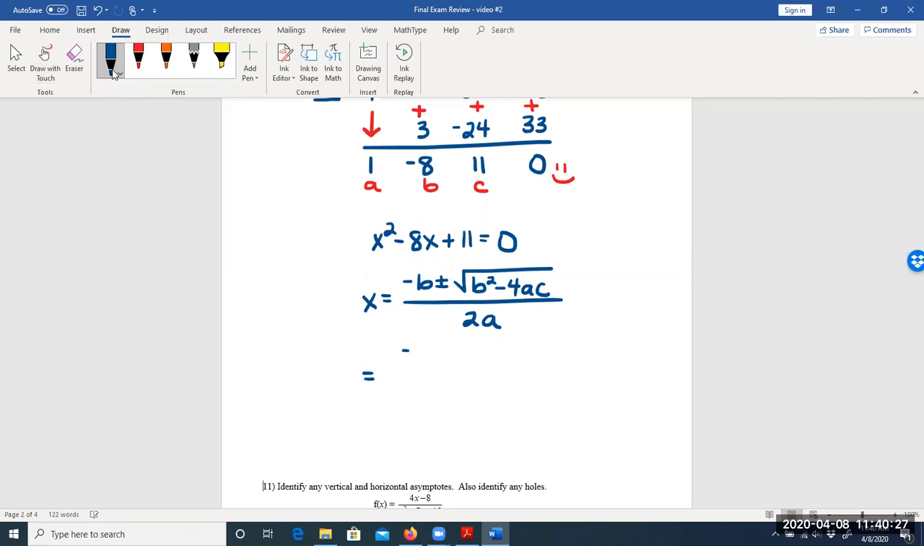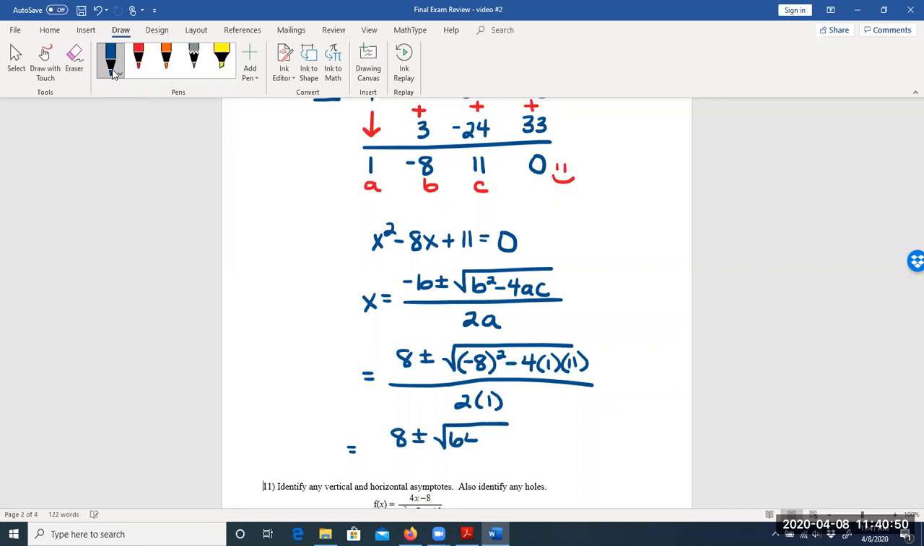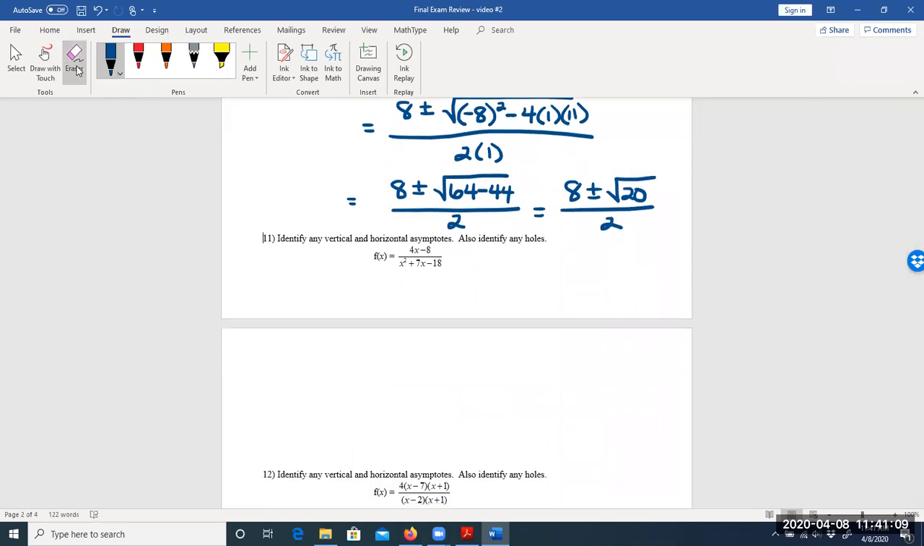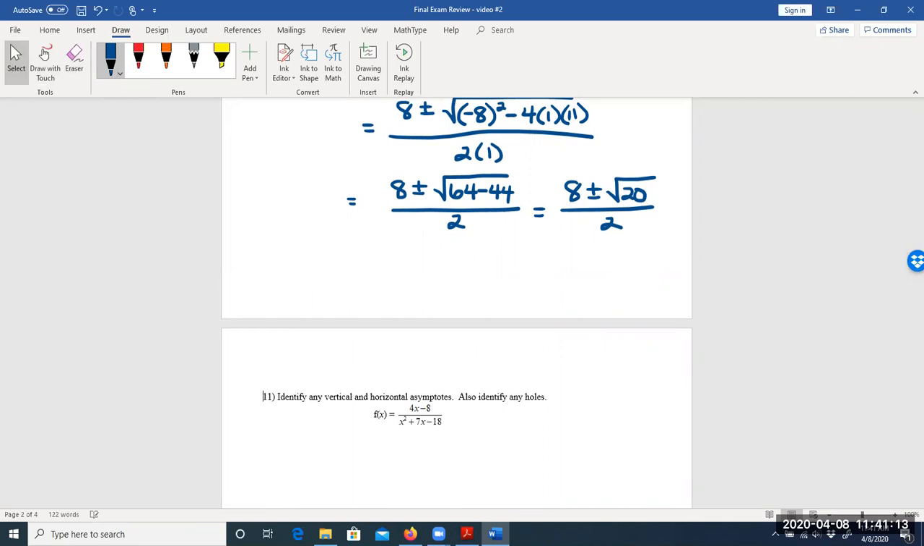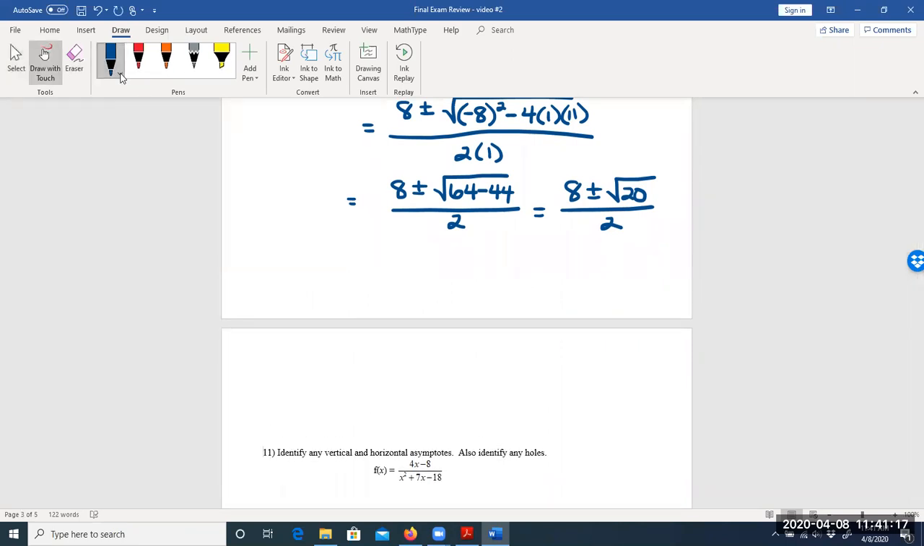So x equals positive 8 plus or minus the square root of negative 8 squared minus 4 times 1 times 11, all over 2 times 1. This would be 8 plus or minus the square root of 64 minus 44, all over 2, which is 8 plus or minus square root 20 over 2. Now we are going to simplify this further. Square root 20 simplifies to 2 square root 5.